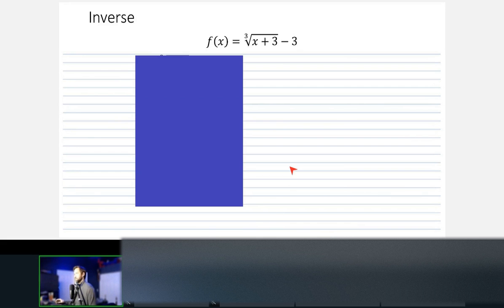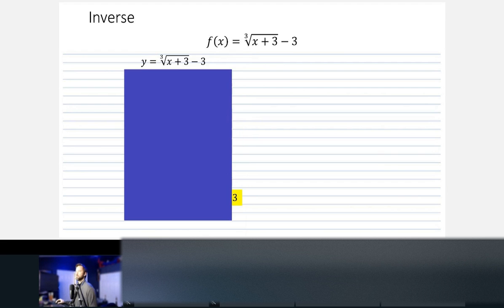Okay, inverse. We have f of x equals the cube root of that stuff minus 3. How do we find the inverse of this equation? Switch x and y and then resolve. Yeah, that's exactly how we do it. Well, first I rewrite it with y equals instead of f of x, and then I switch x and y, but we can do it in the same step.